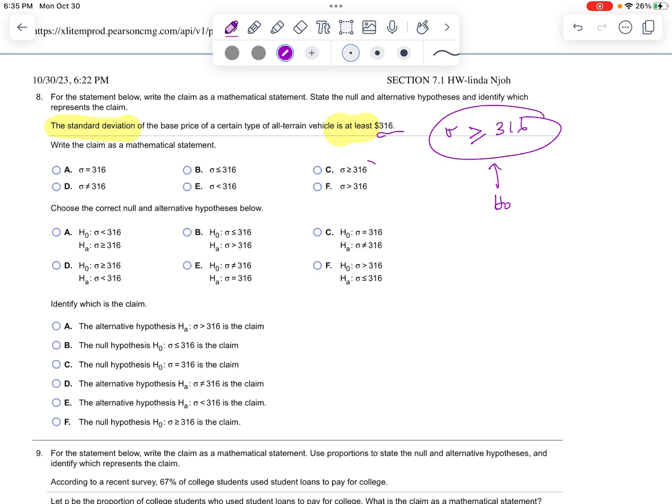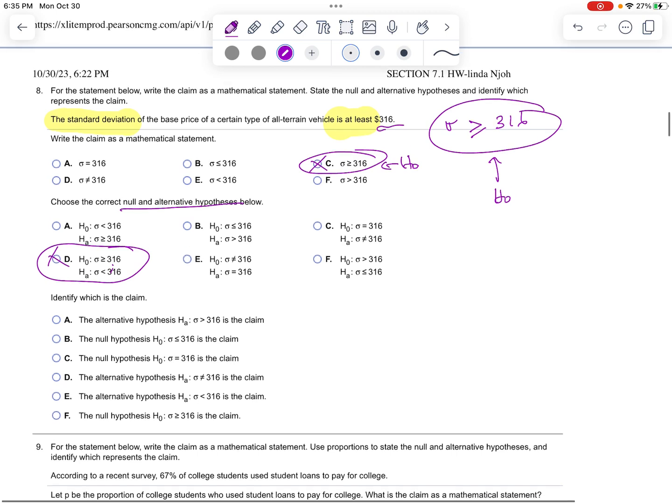So our choice should be C. This is the null. It contains a statement of equality, at least, greater or equal to. So now the complement of it will be what? Less than. Now we're all on the same page, less than. So choose the correct null and alternative hypothesis. This has to be the null. So let's find it. Here, D. Here we go. And finally, identify which is the claim.